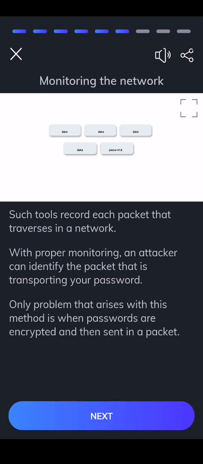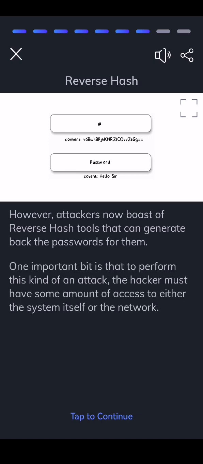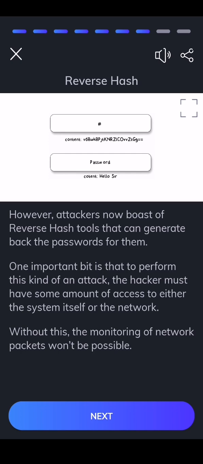Only problem that arises with this method is when passwords are encrypted and then sent in a packet. However, attackers now boast of reverse hash tools that can generate back the passwords for them. One important bit is that to perform this kind of an attack, the hacker must have some amount of access to either the system itself or the network. Without this, the monitoring of network packets won't be possible.